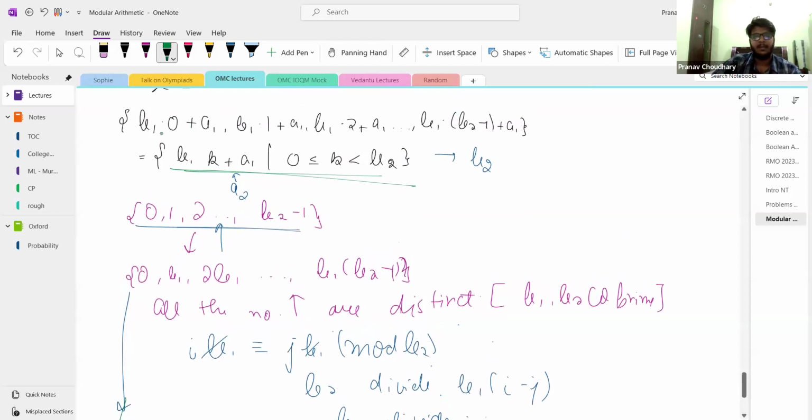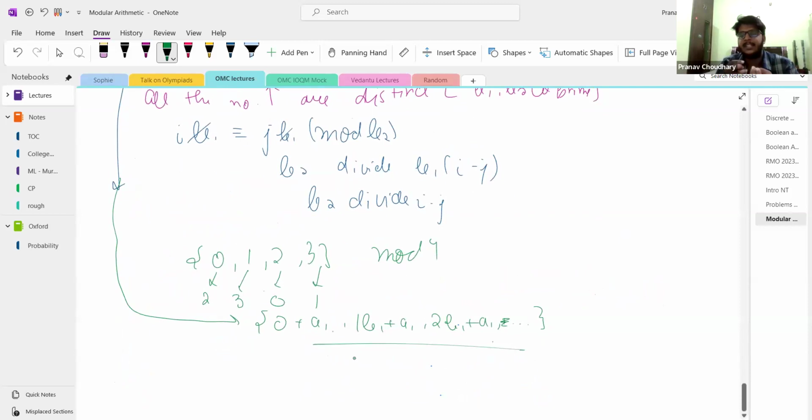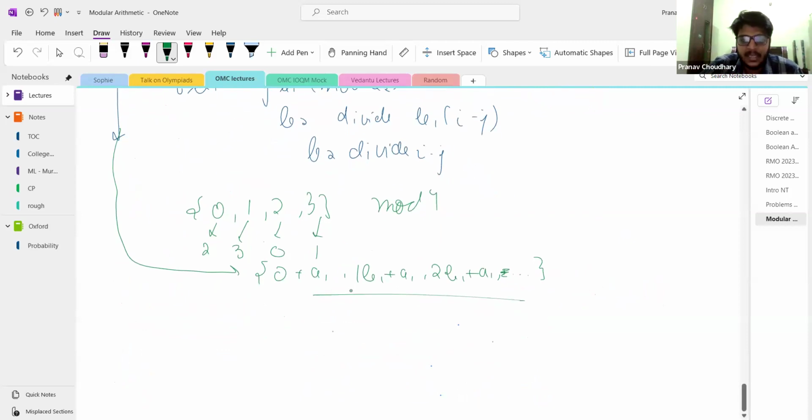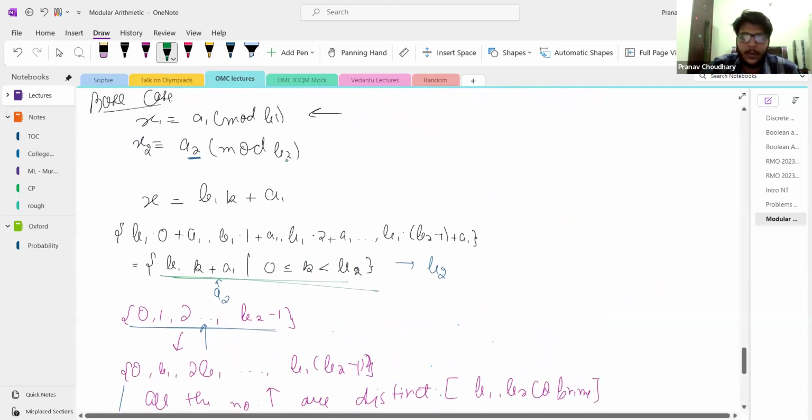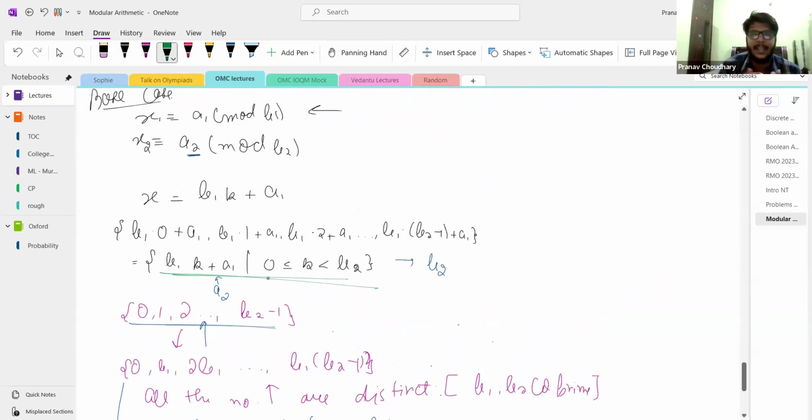Like this is the set here, right? b1 times 0 plus a1, b1 times 1 plus a1. And this set is just the same as, it contains all the remainders modulo b2. So it just means that there should be something here which is a2 mod b2 as well. So I can find such an x. That is all what I wanted, right? So is the proof of base case clear?